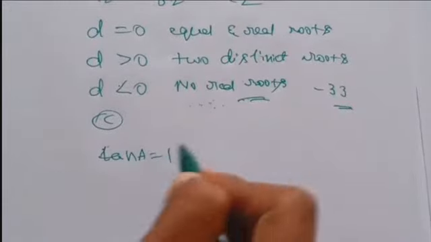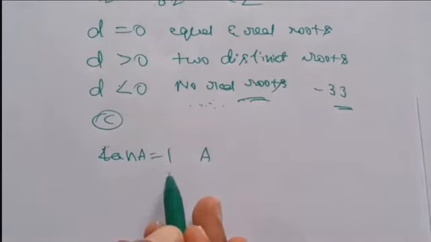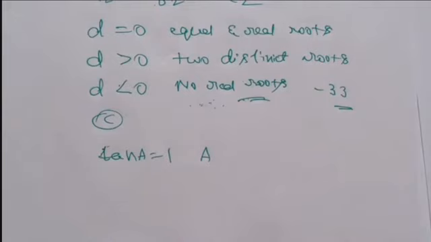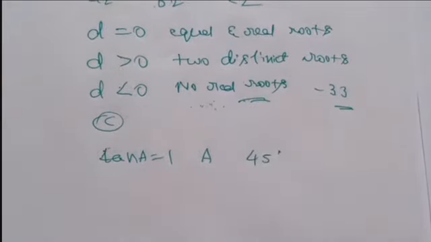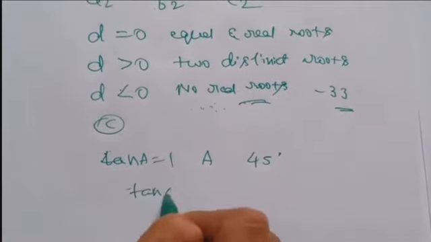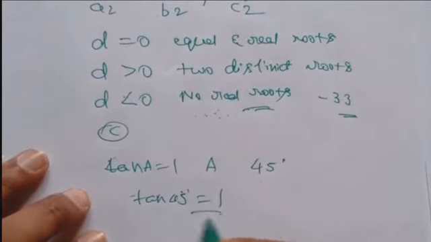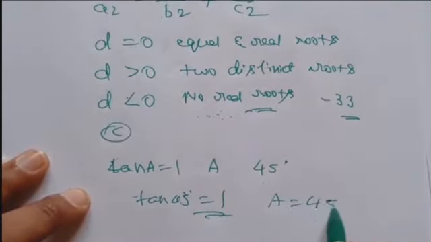Now what is the value of A? Just observe what I have said in the last session. Just check in which angle the 1 value will come. In tan 45 degree, what is the value of tan 45 degree? Simple. The tan 45 degree value will be equal to 1. So therefore, the value of A will be 45 degree.